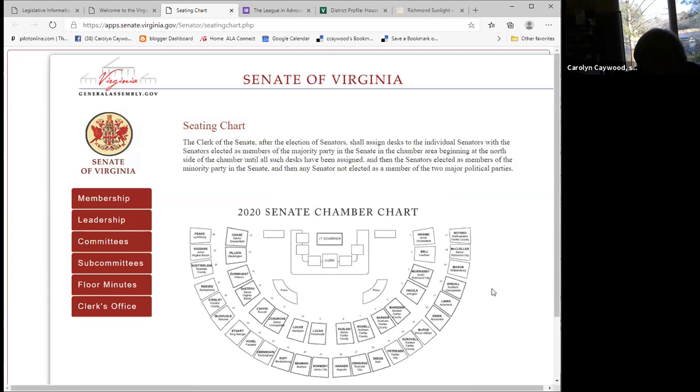And that's interesting in terms of getting to know faces and seeing who's sitting beside who. Should you ever be in the gallery, it will also tell you who you might be able to see from which part of the gallery. Just a by the way.